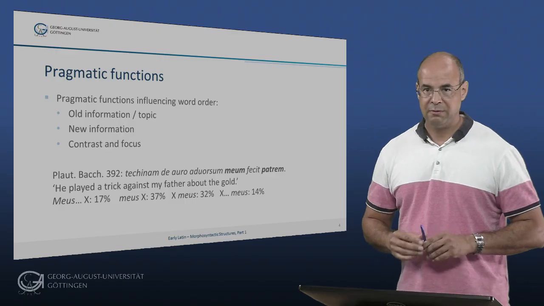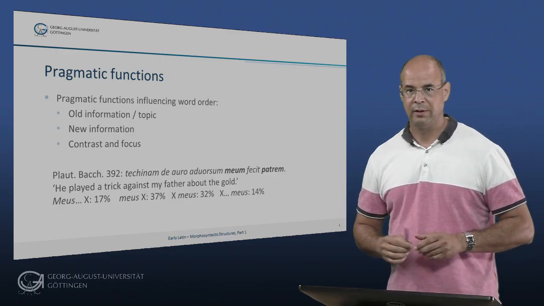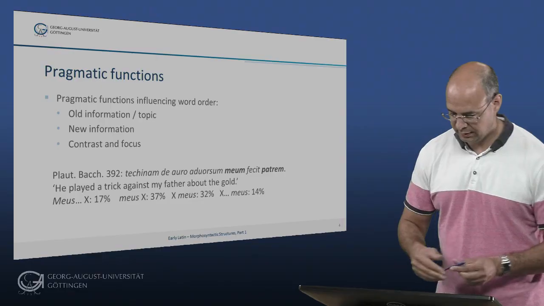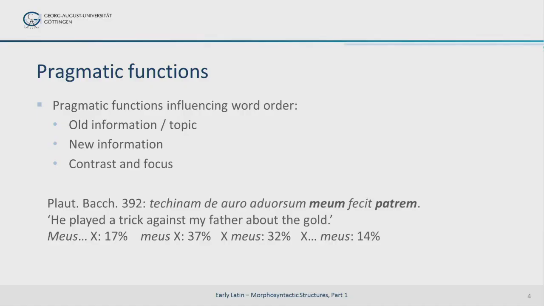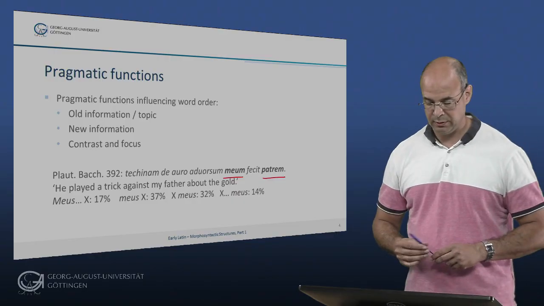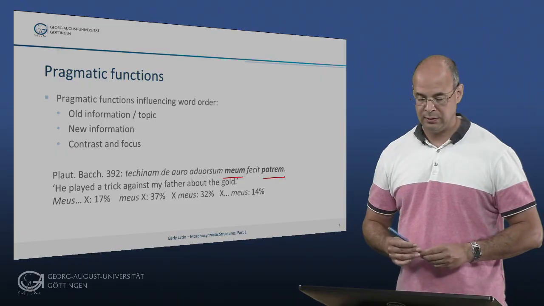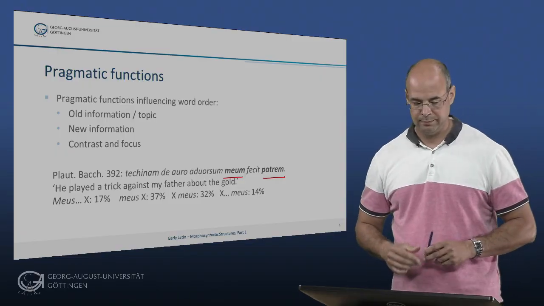Now, another thing you can find in Plautus is that we get hyperbaton, and you can see that quite nicely here. Hyperbaton is when we split up a noun phrase. We have meum patrem, my father, split up by a verb, fecit. So tecinam de auro adversum meum fecit patrem. He played a trick against my father about the gold. The noun phrase meum patrem is divided and the verb comes in between.